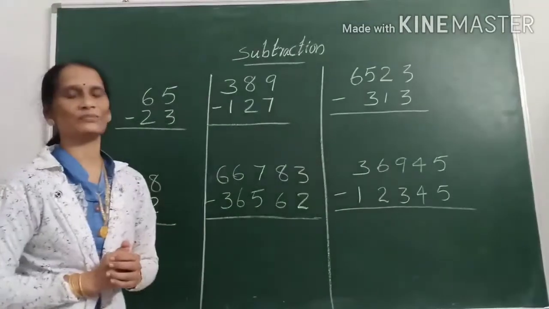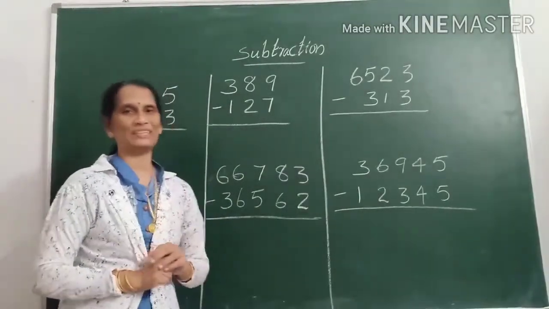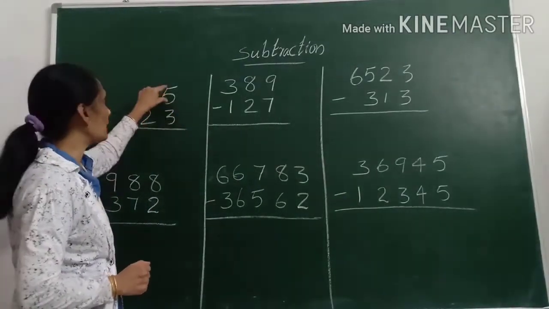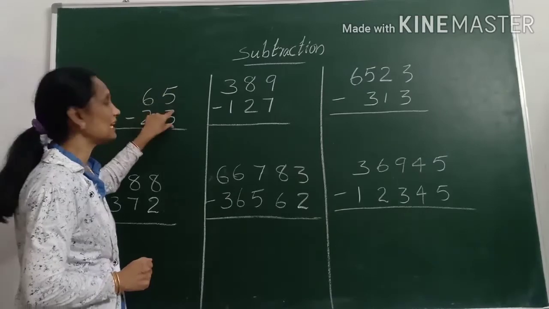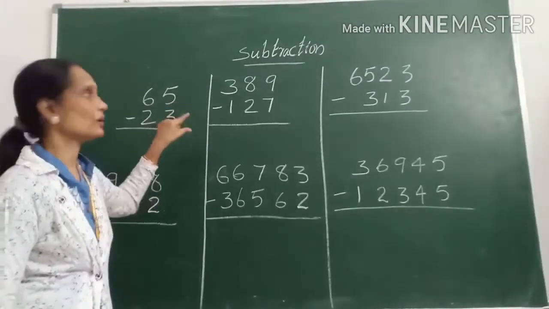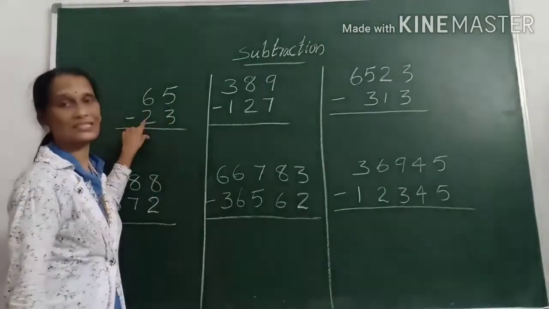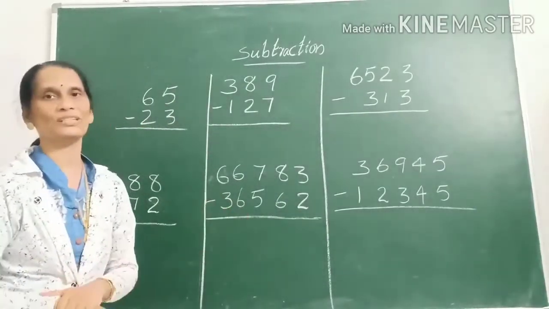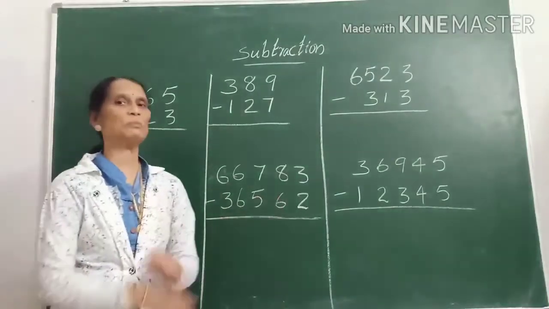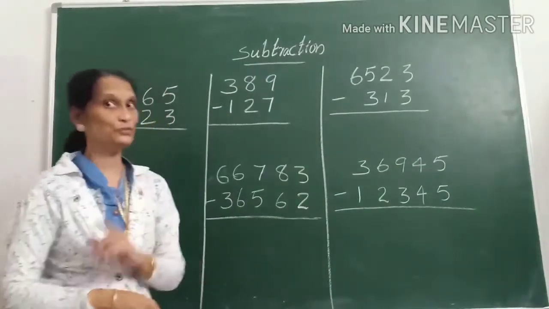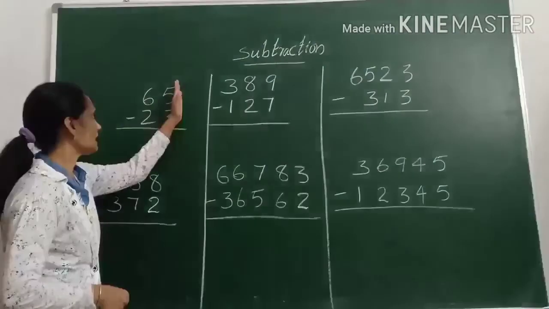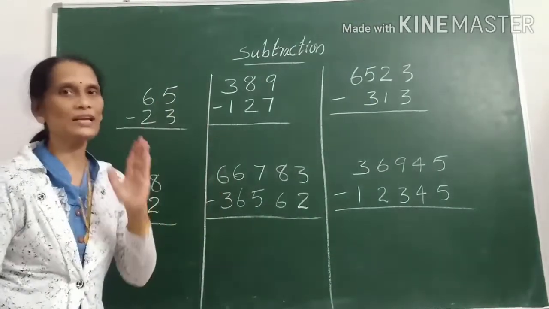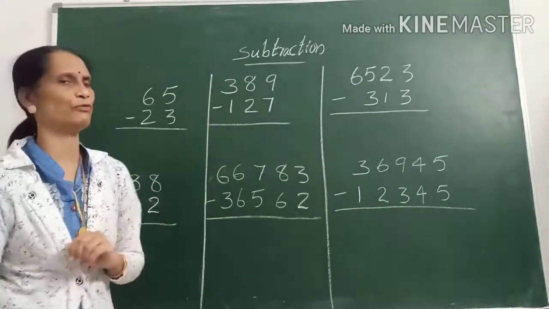Just like addition, for subtraction also you should remember one thing. Always you have to go through these places. Ones place should go under ones place, tens place under tens place, hundreds place under hundreds place. If you change that order, your subtraction will be totally wrong. So never forget, write the places under the same one. Ones under ones, tens under tens, hundreds under hundreds and so on. You know the place values, so no problem for that.